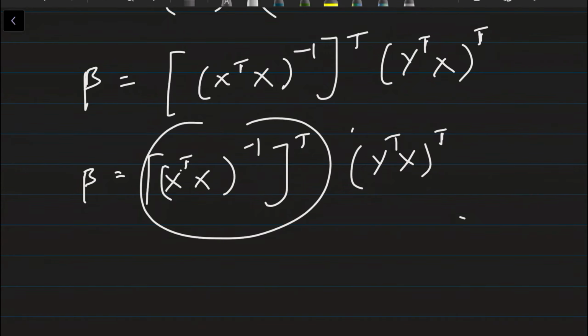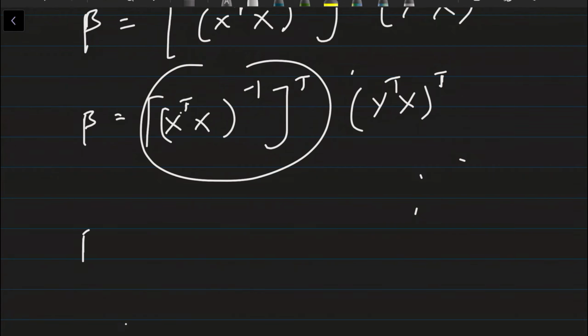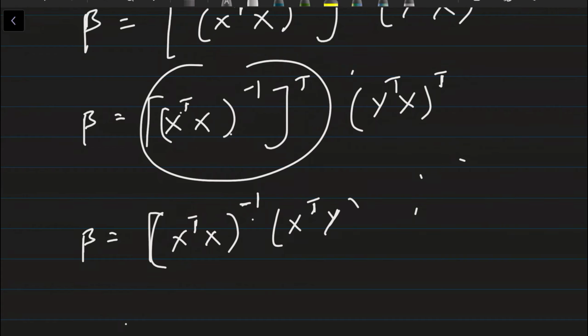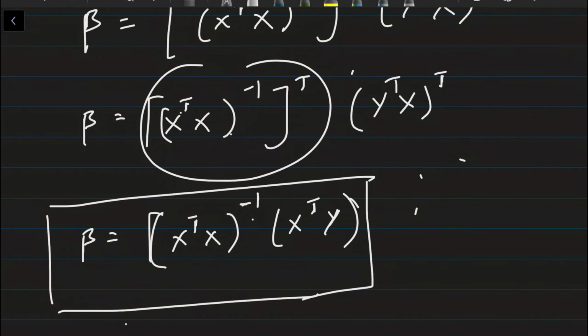So we'll be transforming it as beta equal to X transpose X whole inverse into X transpose Y. After solving the entire equation, we got beta equal to X transpose X whole inverse into X transpose Y.